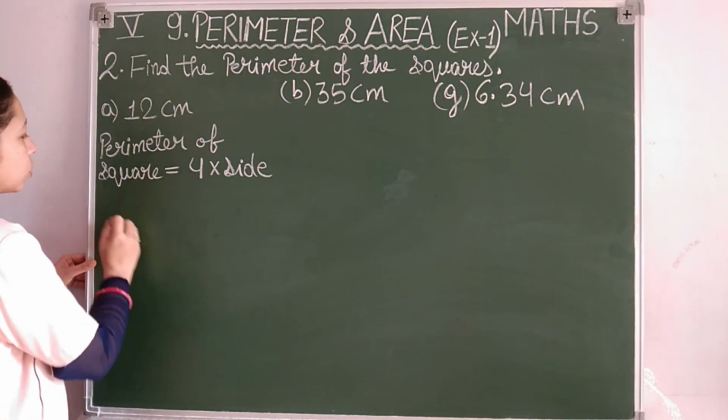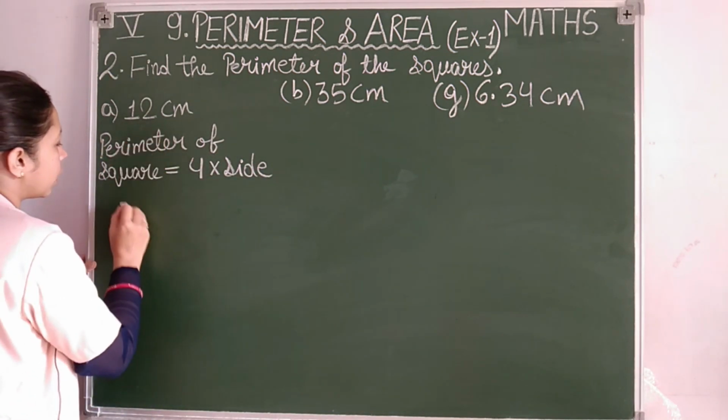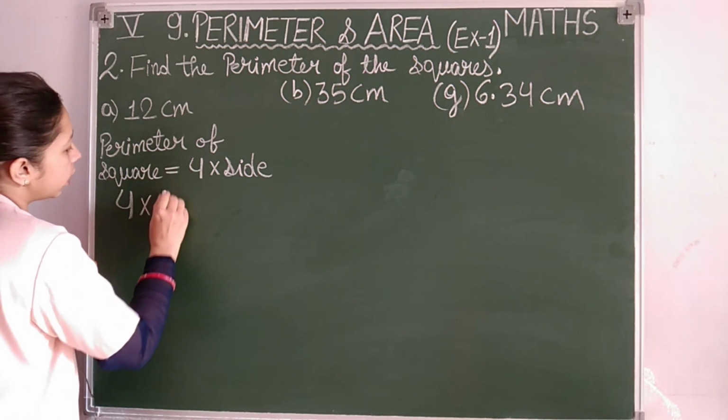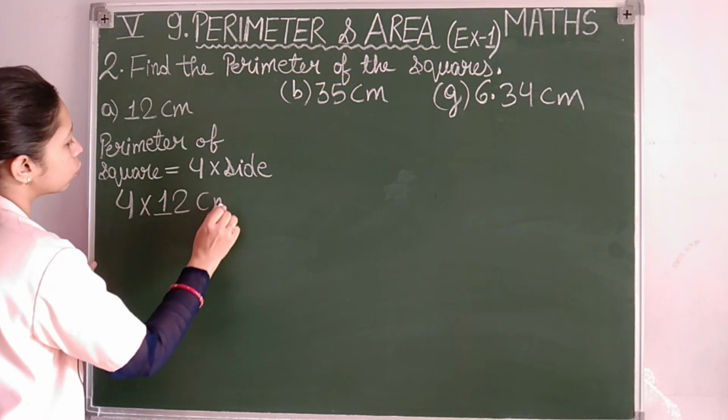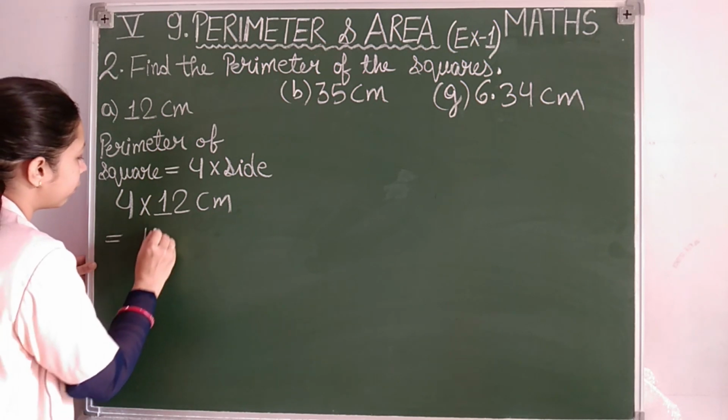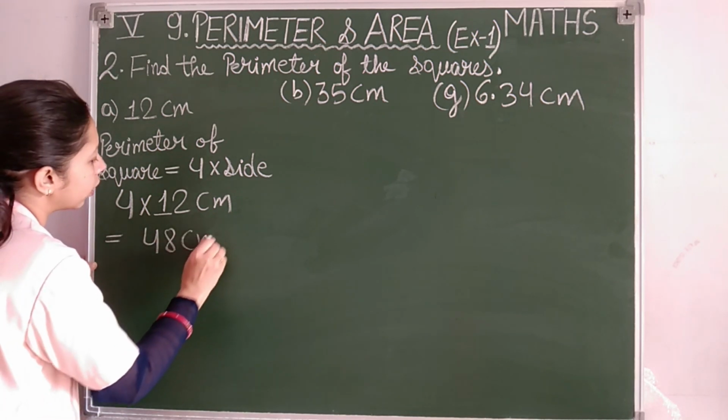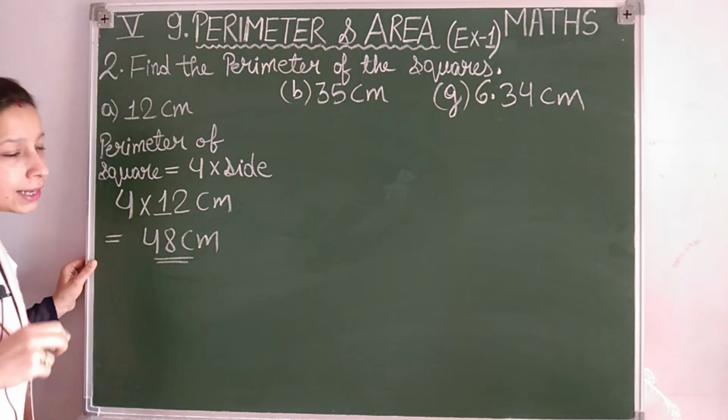Okay, so 4 into side. Now here side is given 12 centimeter. So I will write 4 into 12 centimeter. So students, 12 fours are how much? 12 fours are 48. So we got our answer, that is 48 centimeter.